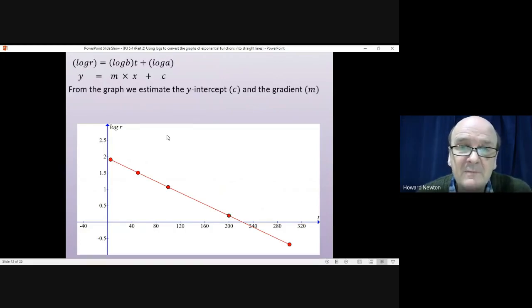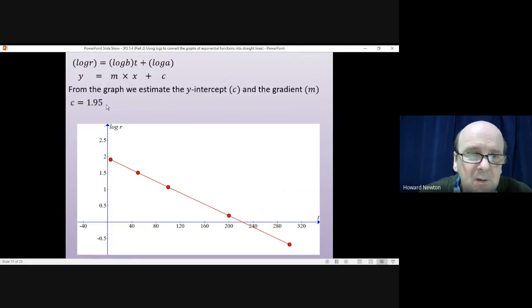Now, from the graph, first thing we have to do is try and estimate as accurately as we can the y-intercept, and then we'll do the gradient. The y-intercept will be up here, and I did this more accurately on another occasion, and it's a tiny bit less than 2. Something like 1.95 will be the y-intercept up here. That means c equals 1.95.